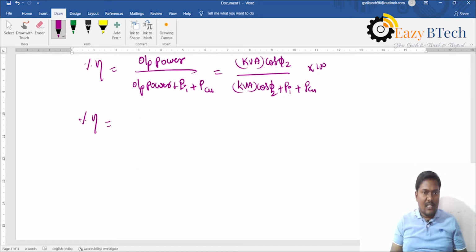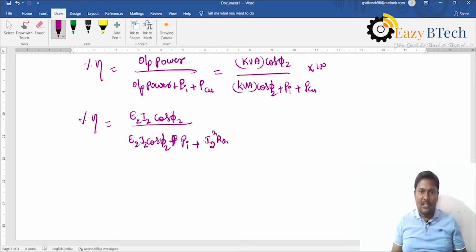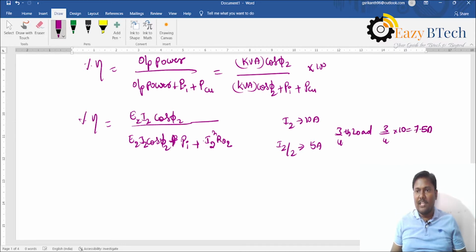We can write it like this also: E2 I2 cos phi 2 divided by E2 I2 cos phi 2 plus iron losses plus I2 square times of R02. This is the total full load copper losses when referred to secondary. I will give an example. If the full load current is 10 ampere, the half load current is 5 amperes, and at 3/4 load the current is 3/4 into 10, that is equal to 7.5 amperes.